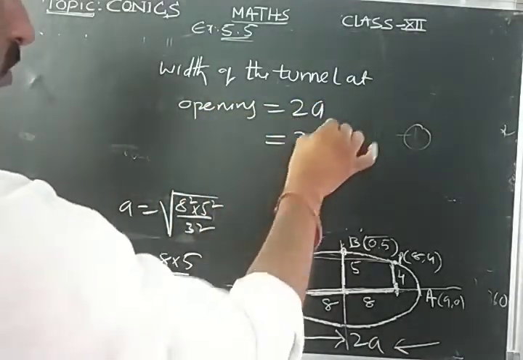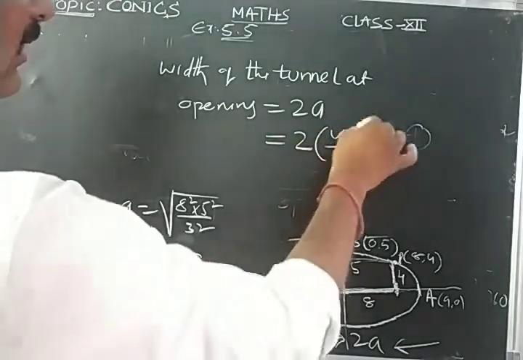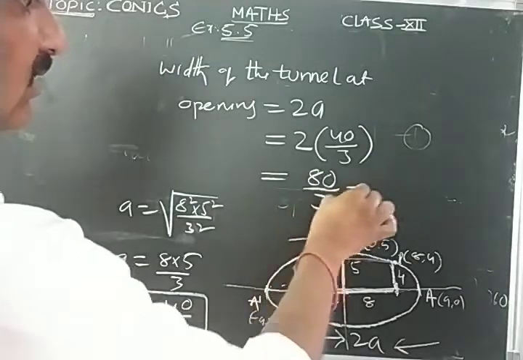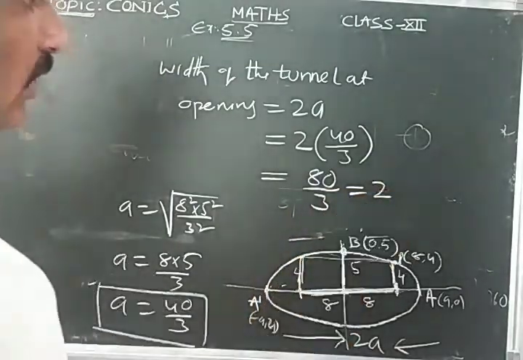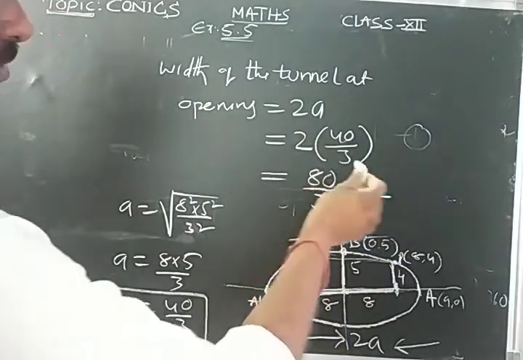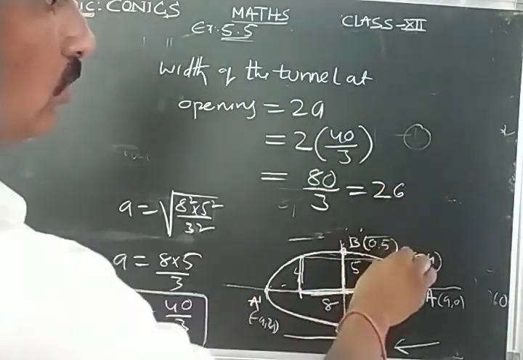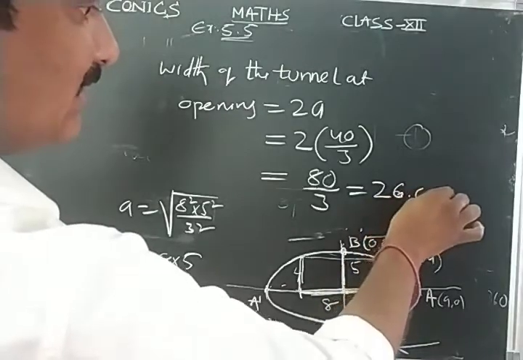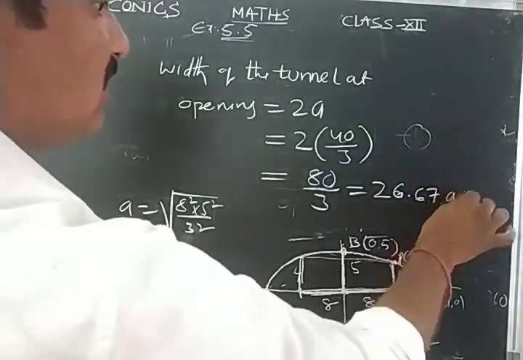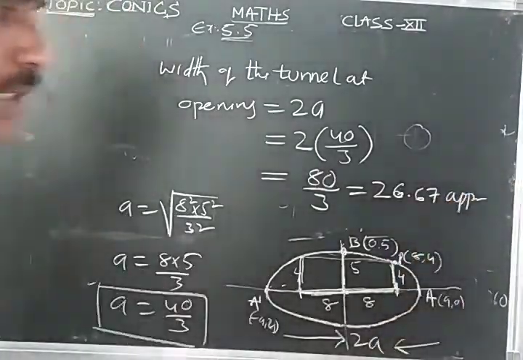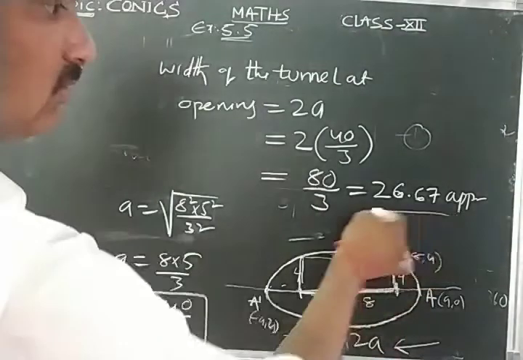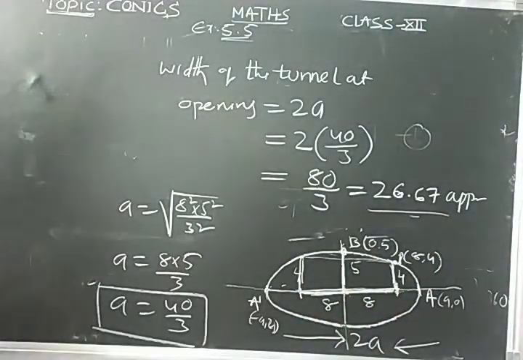That is 2 into 40 by 3, so 80 by 3. That is 26.6 and so on, so you will get 26.67 meters approximately. This is the solution. Okay, right.